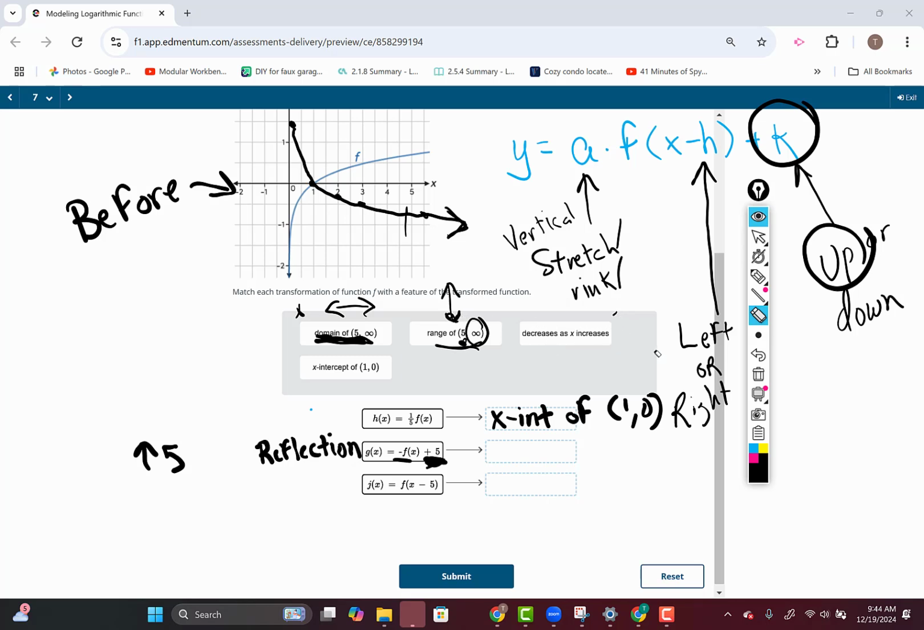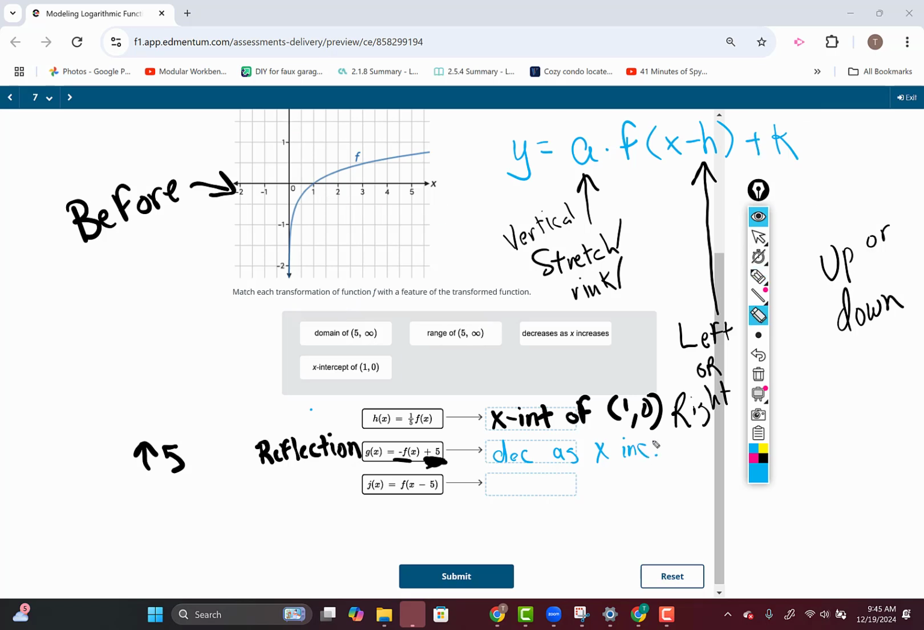And then finally, decreases as x increases. So as x increases, that means the graph is moving to the right. So as we're moving to the right, is this graph decreasing? Well, absolutely it is. As we move to the right, we're decreasing, so that's our answer. Decreases as x increases.